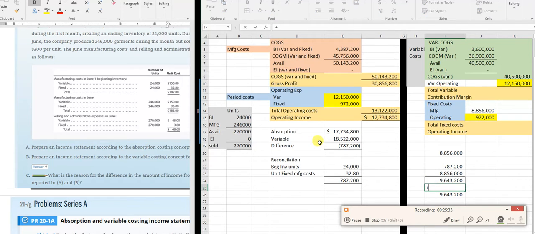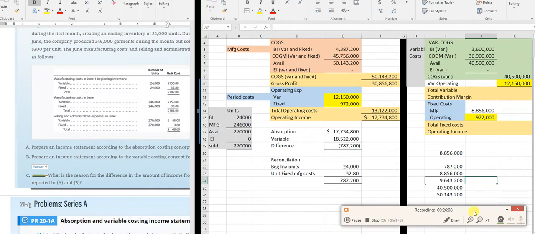So my variable costs were 24,000 at 150 and 246 at 150, which totaled up to 270,000 times 150. Notice that once I add both my variable and fixed cost per unit, I have 5,143,000. Another thing I could have done is add this. Here's my variable costing. I take my fixed cost and put it in cost of goods manufactured, and my variable cost I put in cost of goods manufactured, and now I have variable and fixed costs in cost of goods manufactured.